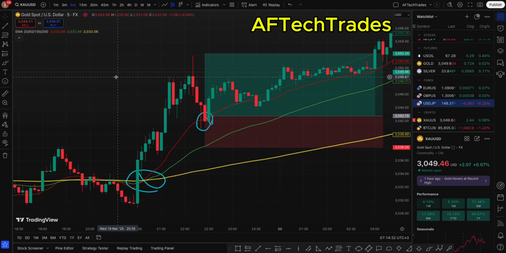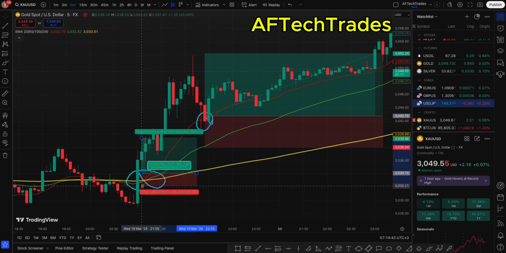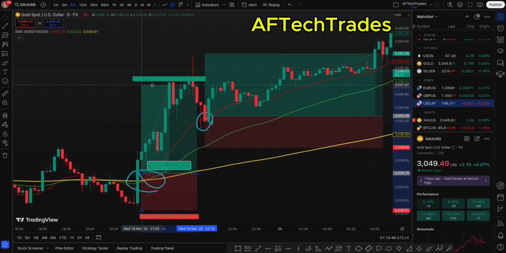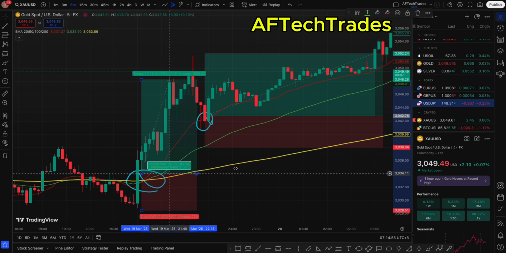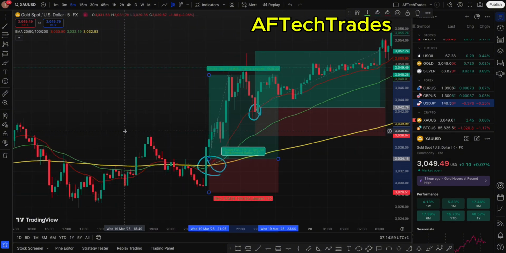So even if, for example, you entered here, let's say after the close of this candle we see a crossover, we enter. So our stop loss will be very tight, just below this candle, right? And our TP should be at least 2 times or 1.5 times our stop loss. You can see how this market plays out, right?